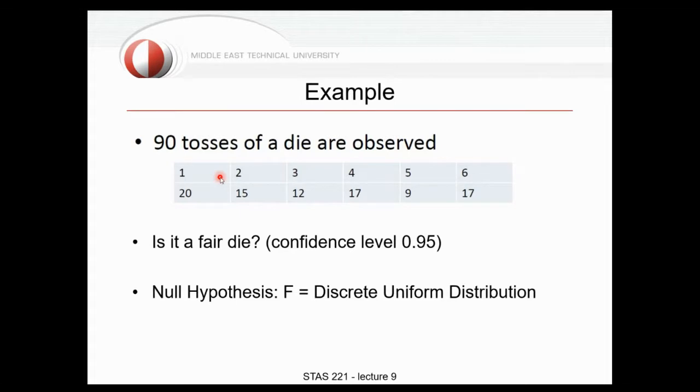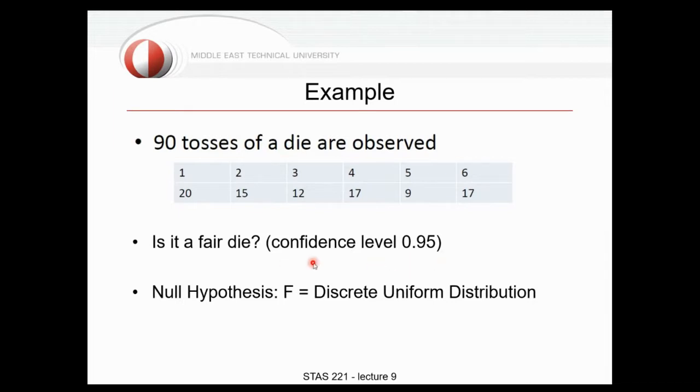Okay, so assume that we toss a die 90 times, and these are our observations. What I mean by observation is this: for example, for 1 it happened to be 20 times, for 2 it happened 15 times, and so on. Now this is the question: is it a fair die? Is it unbiased? If so, there should be a way that I can test it. And what's my confidence level?